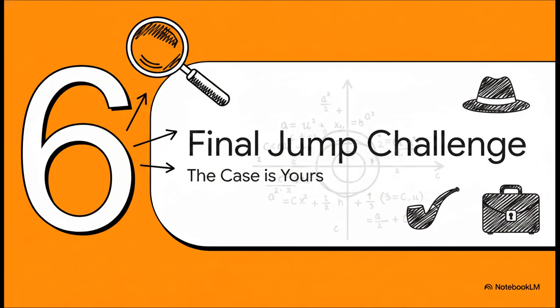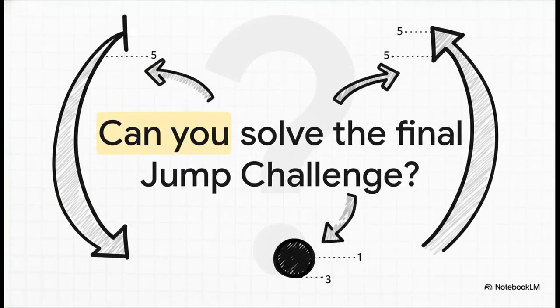And finally, Part 6, the final jump challenge. The case is yours. You are now fully equipped with the analytical tools of a calculus detective, so I'm turning the case over to you. Challenge time. I want you to picture a scenario. Really visualize it. Imagine the left side smoothly approaches a height of 5. The right side also smoothly approaches a height of 5, but there is a solid dot dropped completely out of place on the graph, sitting way down at the coordinates 3, 1.